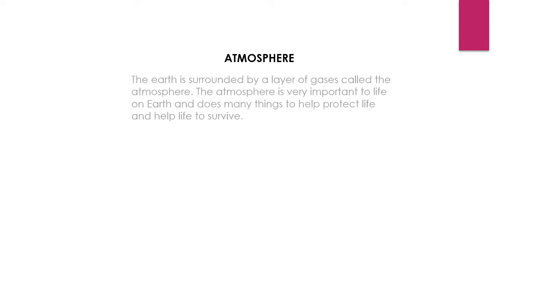Now, what is an atmosphere? The earth is surrounded by a layer of gases called the atmosphere. Our atmosphere is made up of different types of gases, for example, oxygen, carbon dioxide, nitrogen, etc. The atmosphere is very important to life on earth and does many things to help protect life and help lives to survive. For example, we need oxygen for survival.